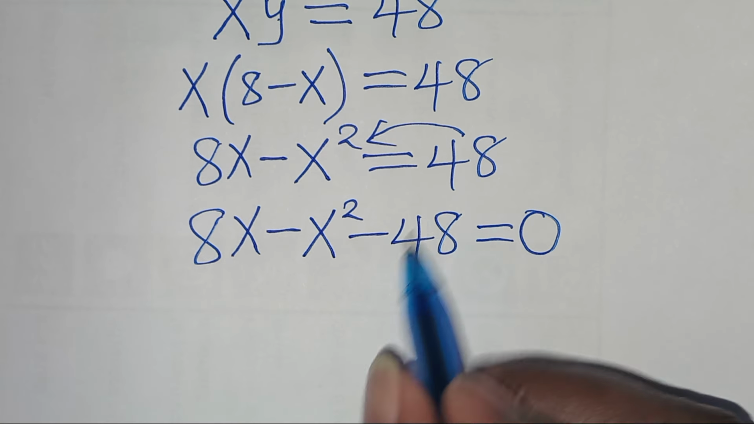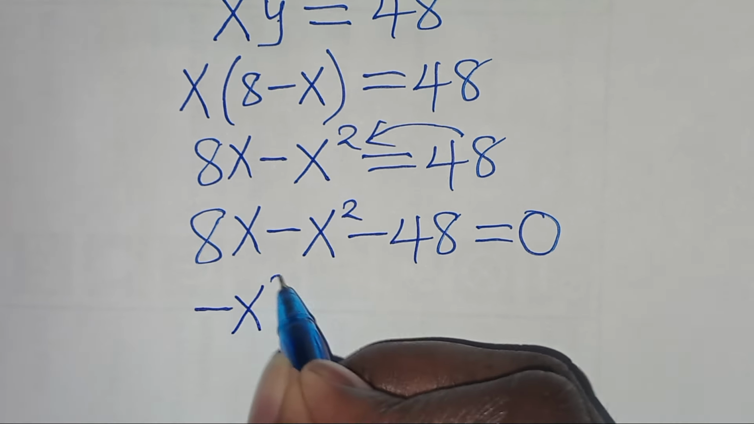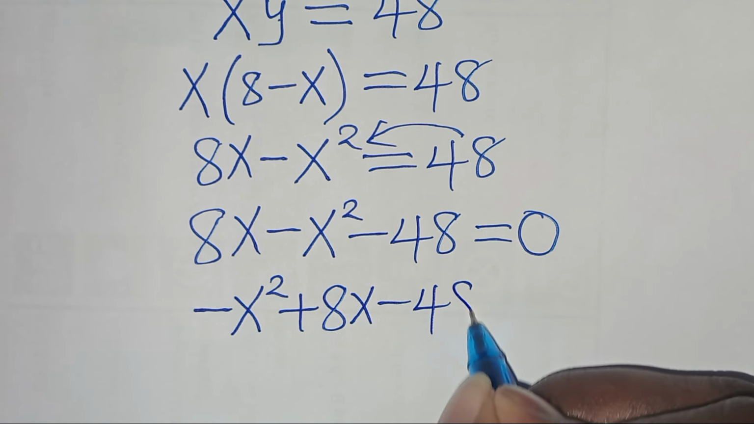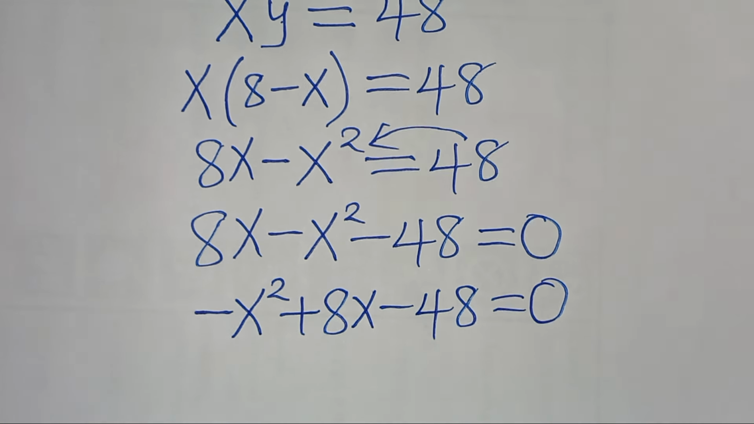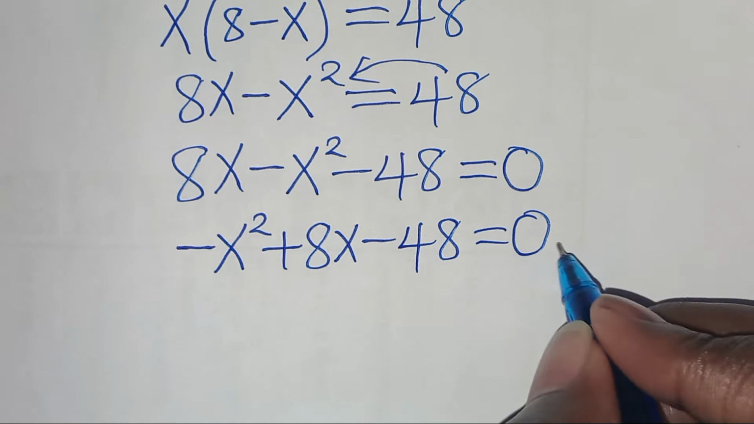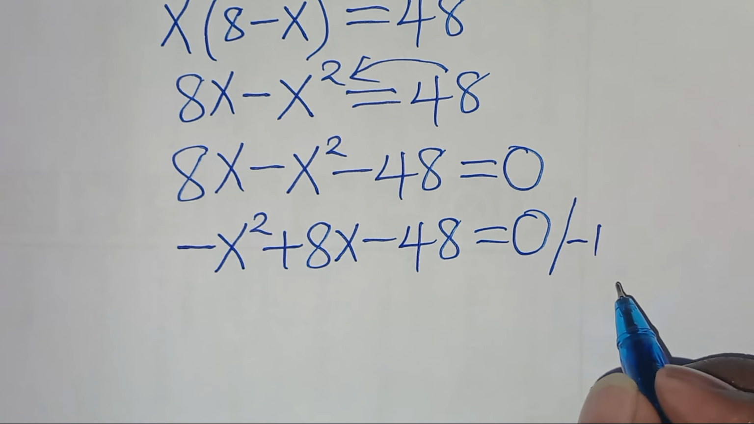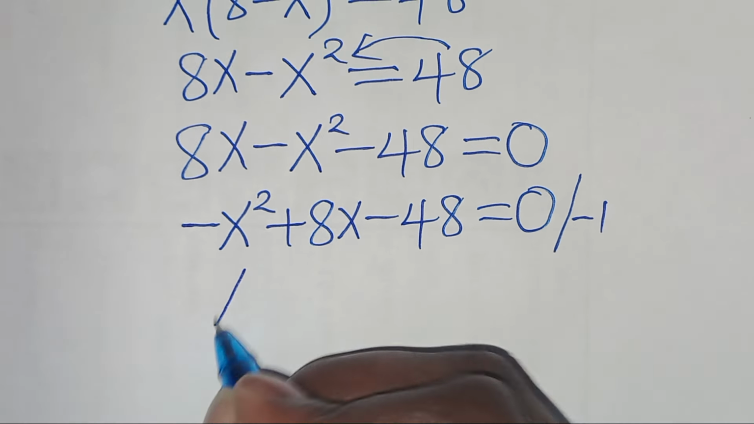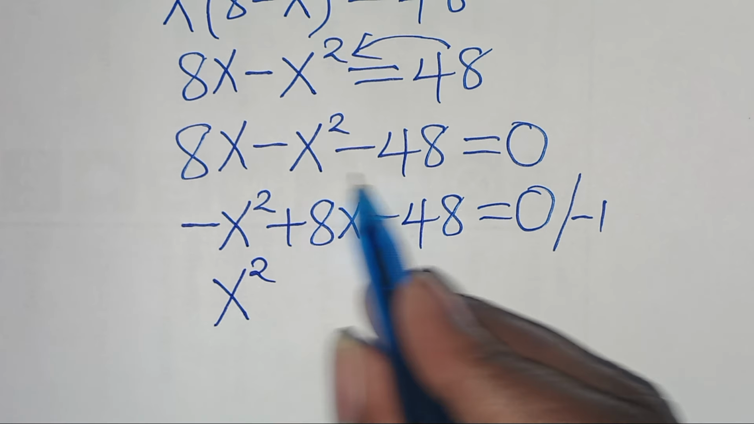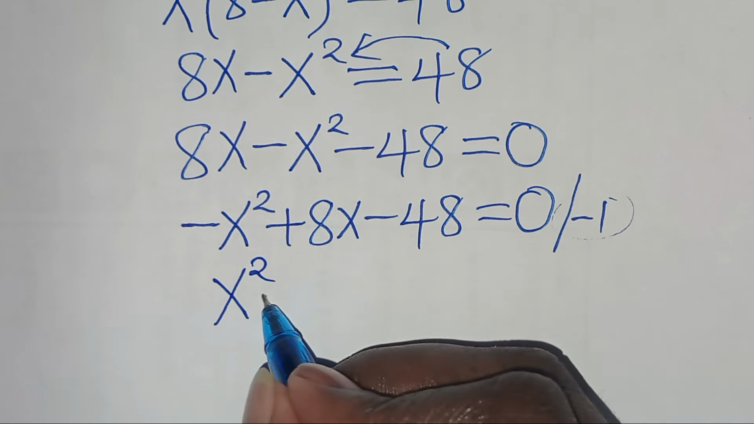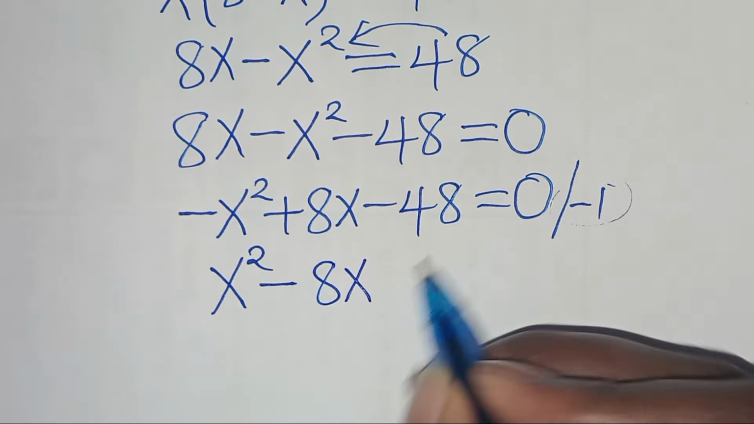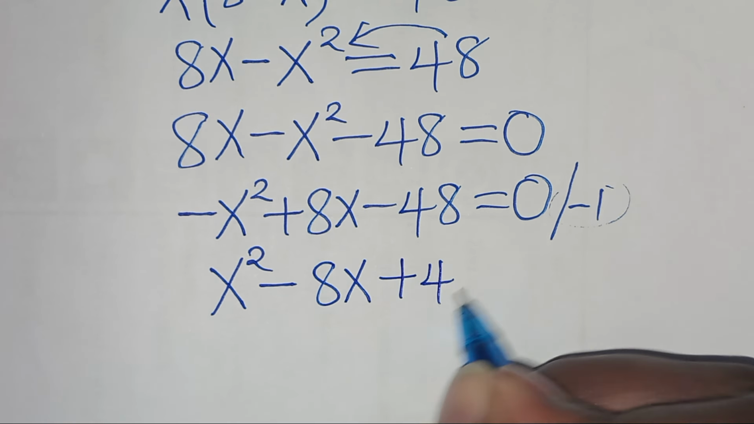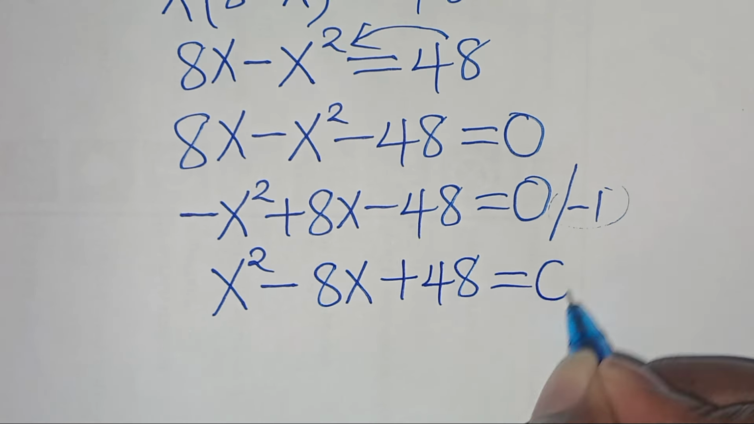Now, let's rearrange this equation. We have minus x squared plus 8x minus 48 equal to 0. So we can divide both sides by minus 1, so that we have minus x squared divided by minus 1, this is x squared, then plus 8x divided by minus 1, this is minus 8x. Then we have minus 48 divided by minus 1, this becomes plus 48, equal to 0.